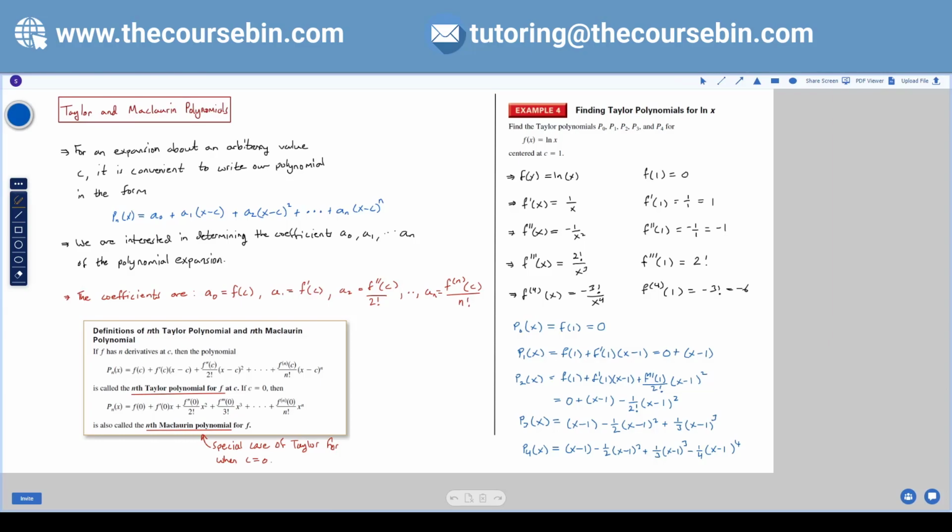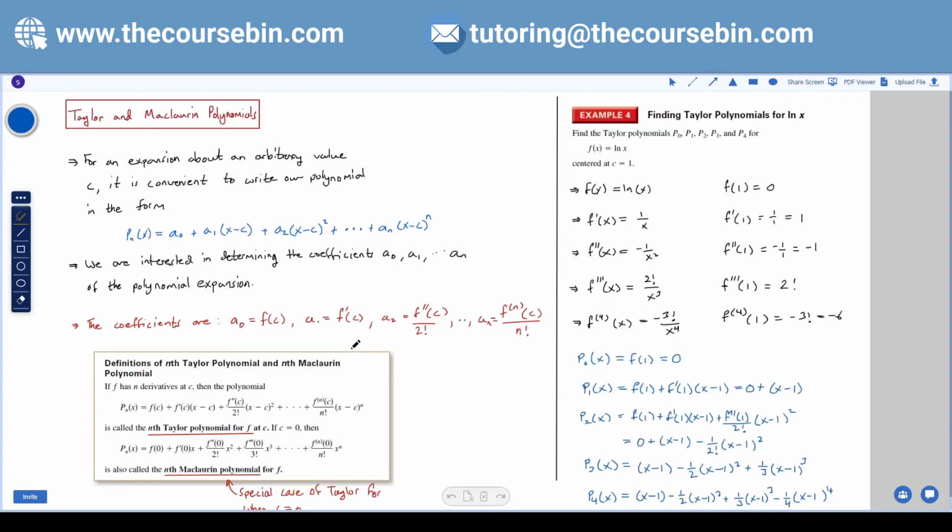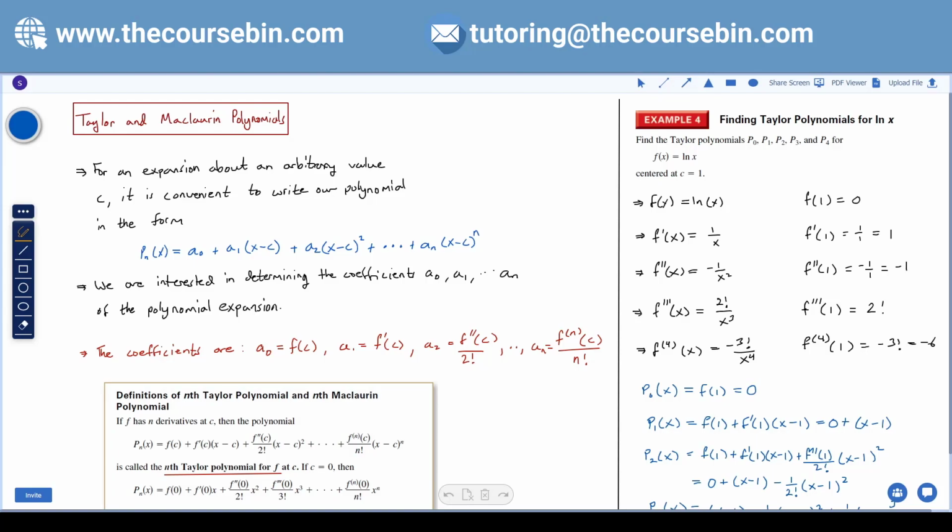Right, so this section is kind of longer than the other ones because we still need to cover the remainder theorem for Taylor polynomials and Taylor approximations. We need to cover the remainder theorem and also determining the accuracy of a Taylor polynomial.